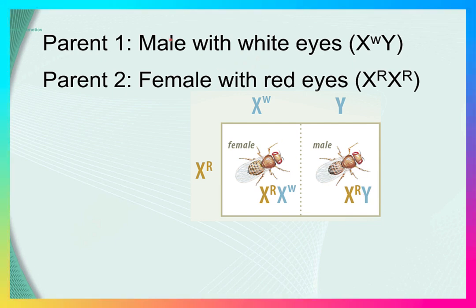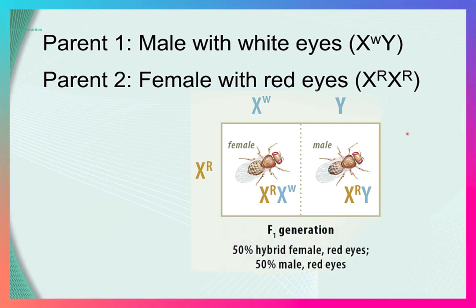And as it says up here, the R represents red eyes and W represents white eyes. And so if the R is dominant, then the females will be red-eyed, and the males will be red-eyed. If the W is dominant, then the females will have white eyes, and the males will have red eyes. So 50% are hybrid, and it turns out that the red is dominant. So 50% are hybrid females with red eyes, and 50% are males with red eyes.